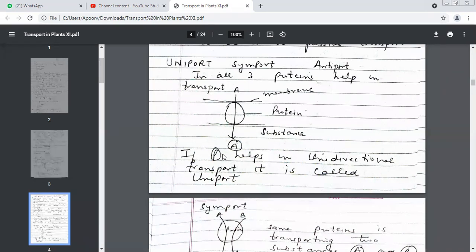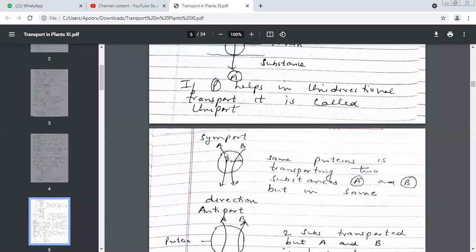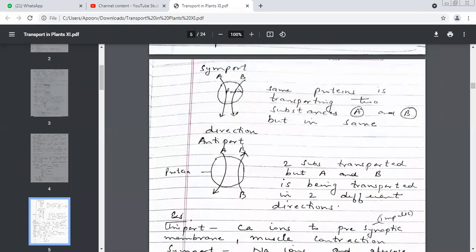See, this A has to be transported. This is your protein. It is bringing it here. So a protein helping in unidirectional transport is called uniport. How many things are to be transported here? Two molecules. Both of them are coming in the same direction or different direction? Same direction. One protein is only bringing or different proteins are bringing these two molecules? Same protein. So the same protein is transporting two substances in the same direction. What is this process called? Symport.